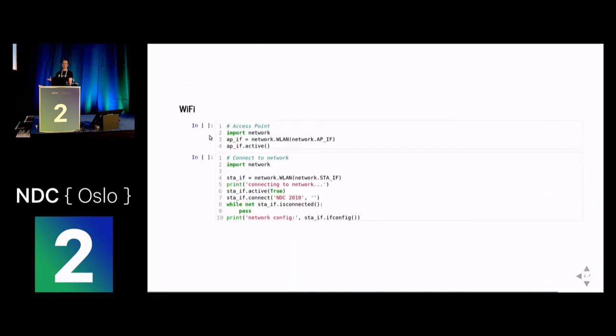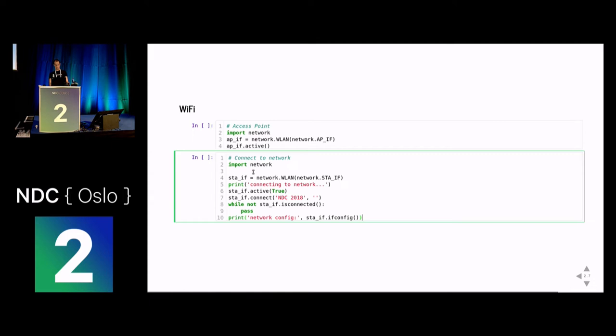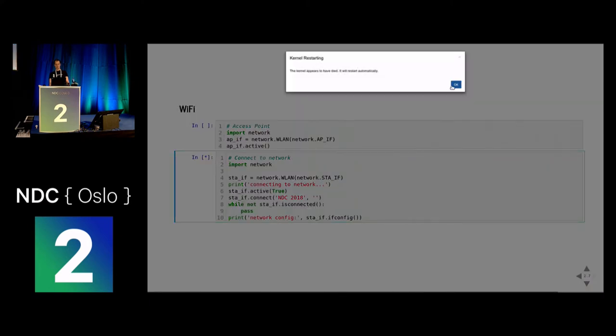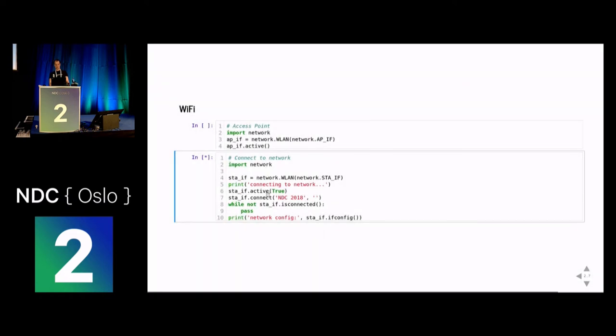You can connect to Wi-Fi. ESP32 supports setting up your device as an access point, which would mean you wouldn't need a router at all, and they would still be able to communicate. And the second cell is how you connect to the Wi-Fi. So we can try doing that. What it's doing is getting the client. Oh, it's activating and connecting to NDC with an empty password, and then it's looping until it's connected.